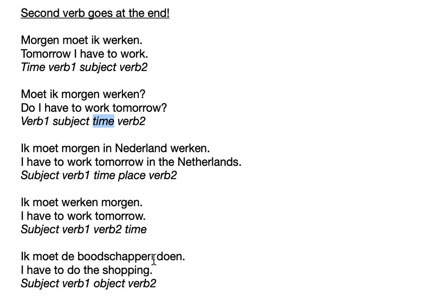So, ik moet de boodschappen doen. And here, if you're using this object, you cannot put it at the end of the sentence. It is forbidden, it's wrong. And because of this, I told you before to put everything before the second verb. So the second verb goes at the end to avoid confusion.